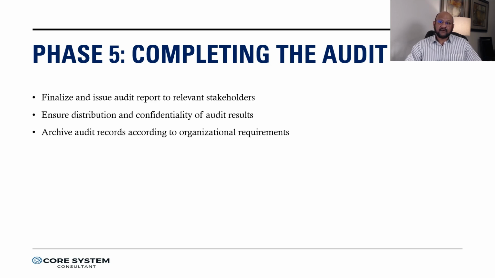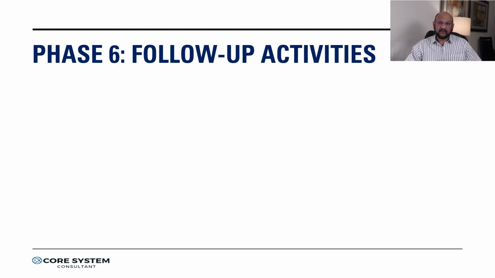And then we archive audit records according to the organizational requirements. Normally it contains the audit plan, the audit checklist, the auditor notes, and an executive summary. All of that is combined together as an audit pack and archived as per organizational requirements. The last phase comprises the follow-up activities. When you raise non-conformities, usually a time is given by which date the non-conformities will be resolved and the corrective action will be taken.